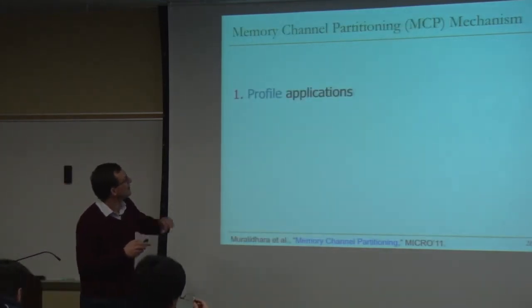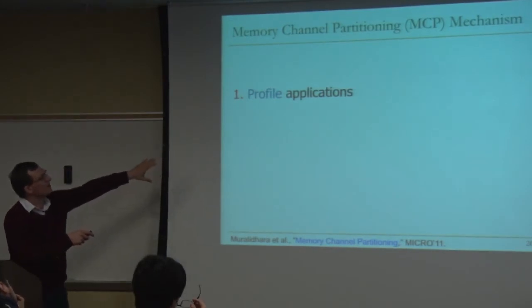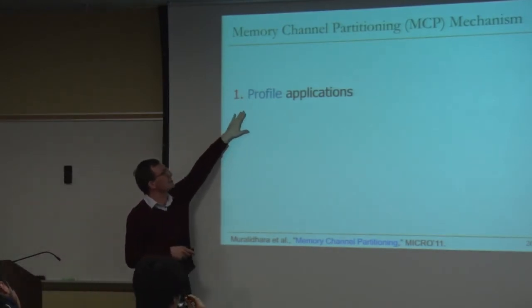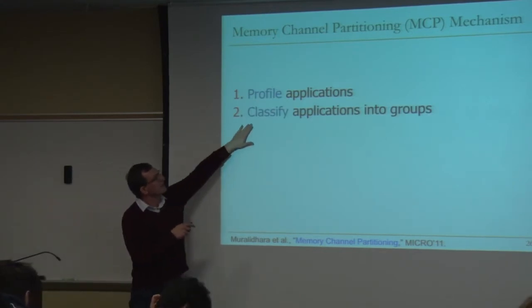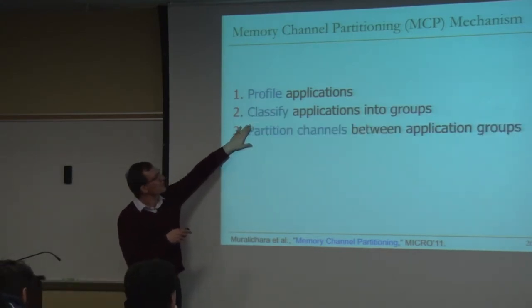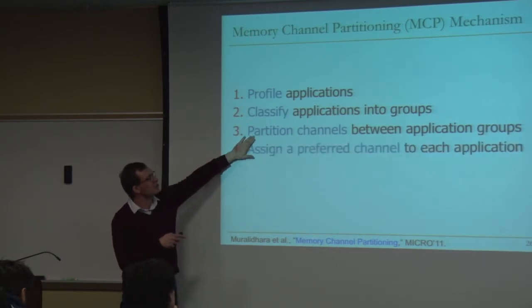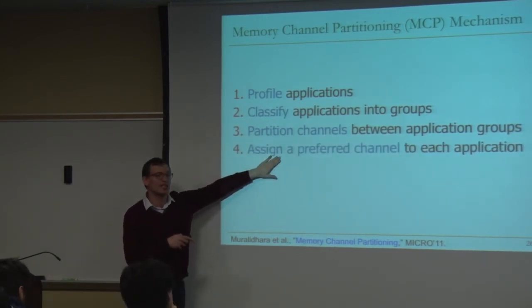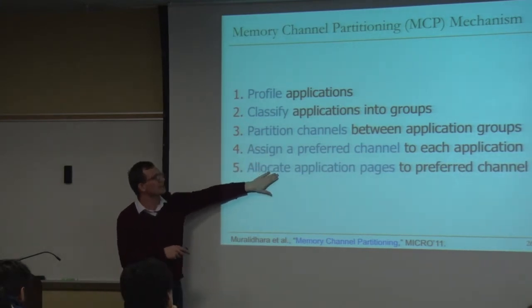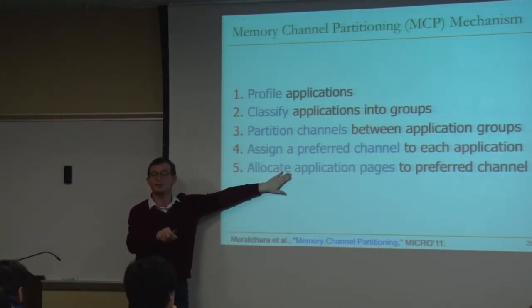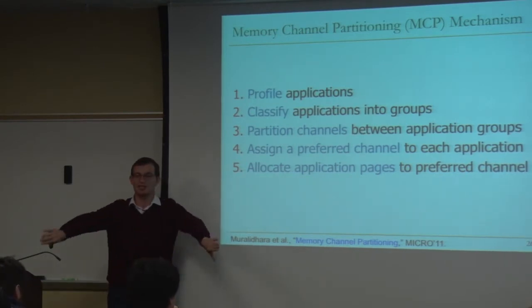OK. So how do we do that? Basically, first, we need a way of profiling applications, figuring out their memory intensity as well as row buffer locality. And then we need to classify applications into groups and partition channels between application groups and assign a preferred channel to each application. And whenever that application needs to allocate a page, the operating system allocates application pages from that preferred channel. That way, you can partition the channels.